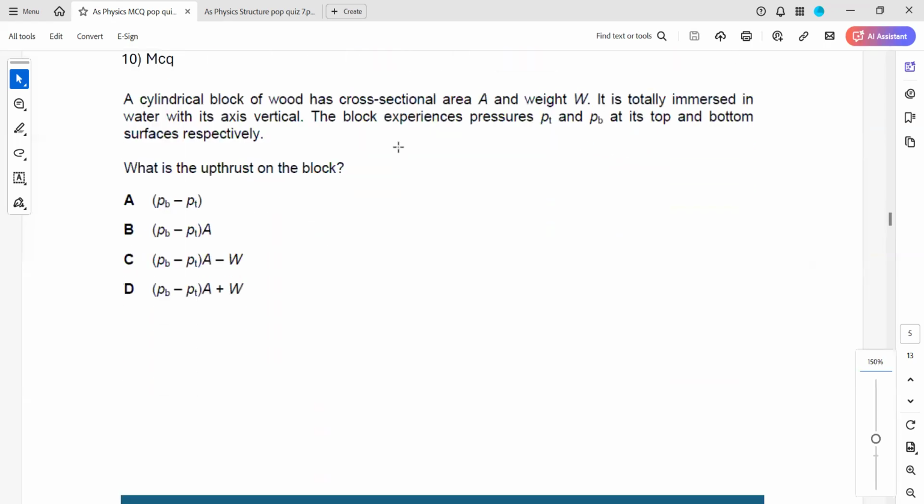In question 10, the cylindrical block of wood has a cross-sectional area of A and a weight W. It's totally immersed in the water with its axis vertical. The block experiences a pressure PT from the top and PB from the bottom. What is the upthrust?